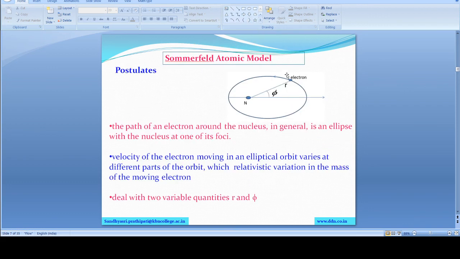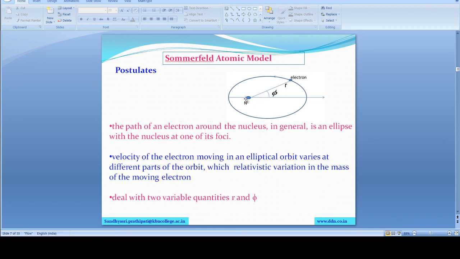This is the elliptical orbit, this is the nucleus, and this is the electron. Why is it moving like this? According to Newton's first law, every body or particle moves in a straight line with uniform velocity, but it is revolving in a closed orbit shaped like an ellipse. To turn this electron from a straight line to a curved path, there is a need for an external force.